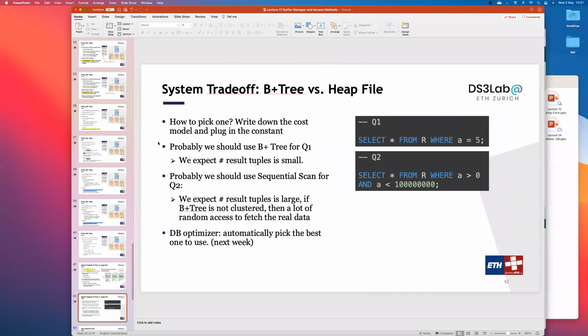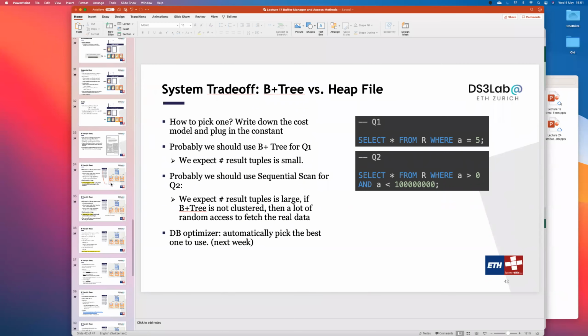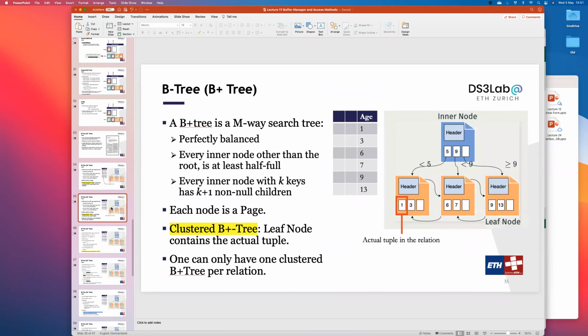Oh yeah. So for example, whenever you have a clustered B plus tree, that will probably be pretty good. You find the right leaf node and just scan it.